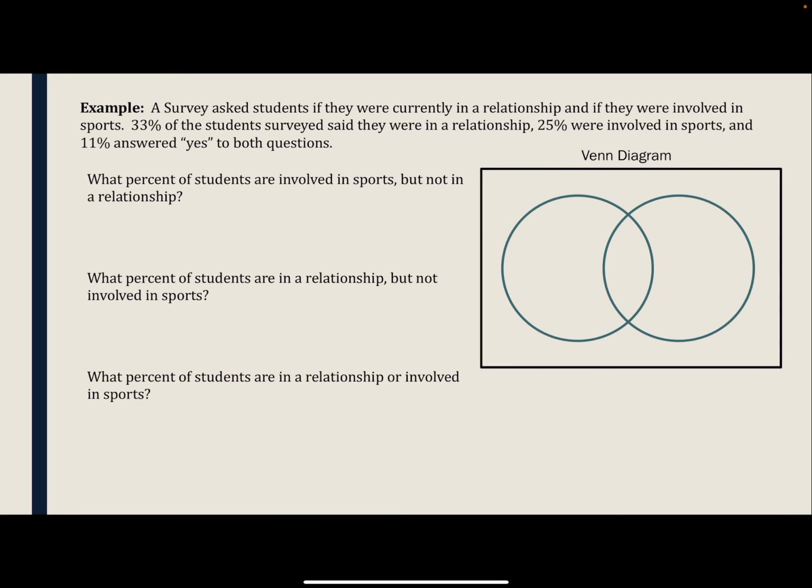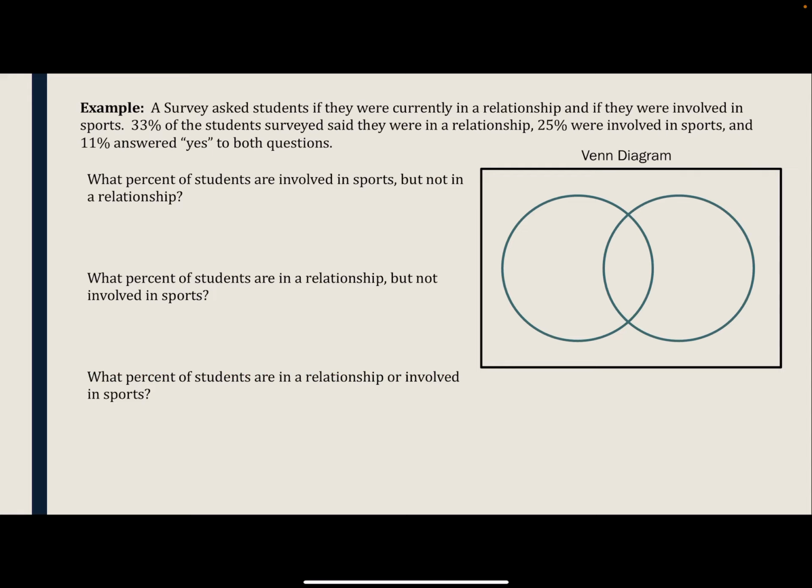Okay, so a good place to look at OR problems, union problems, is to look at a Venn diagram. So in this case, we have a survey that asks students if they were currently in a relationship and if they were involved in sports. 33% of students surveyed said that they were in a relationship and 25% were involved in sports. And 11% answered yes to both questions. So before I get to the probability questions, let's fill in the Venn diagram.